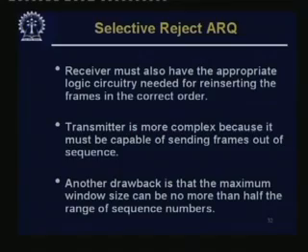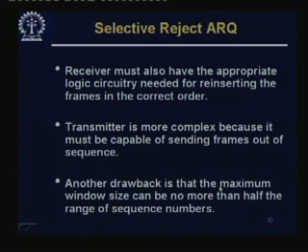Similarly, on the transmission side, it may have all these frames lined up which have already been transmitted. Out of that, one of them gets a negative reject. So instead of the one at the head of the queue, something from the middle may have to be taken out and retransmitted. So the transmitter must also have that capacity. The receiver must have the appropriate logic circuitry needed for reinstating the frames in the correct order, and the transmitter is more complex, because it must be capable of sending frames out of sequence. So the receiver is slightly more complex, and the transmitter is also slightly more complex.